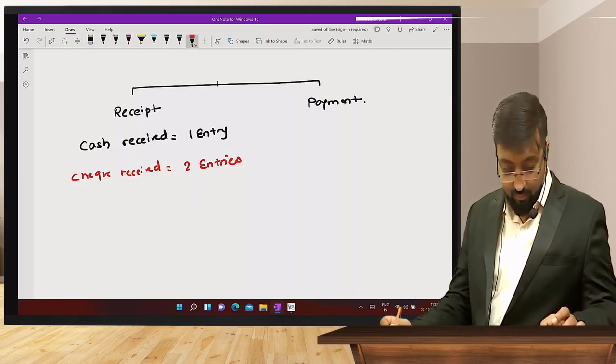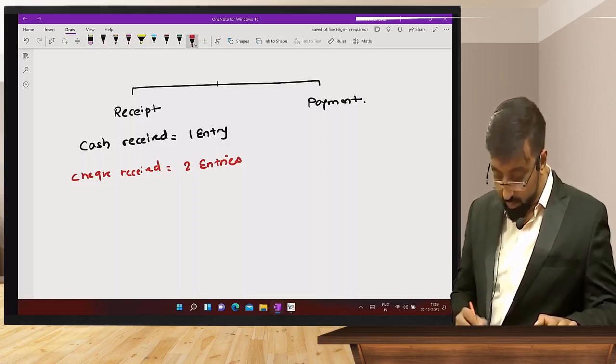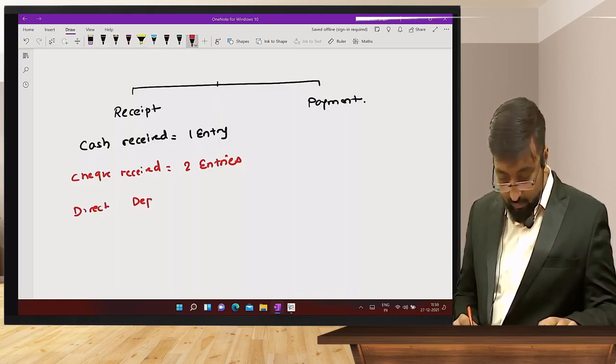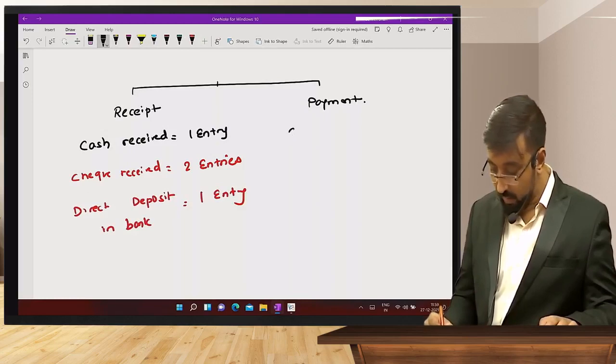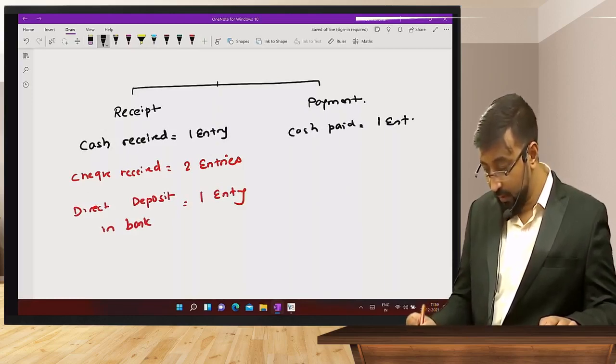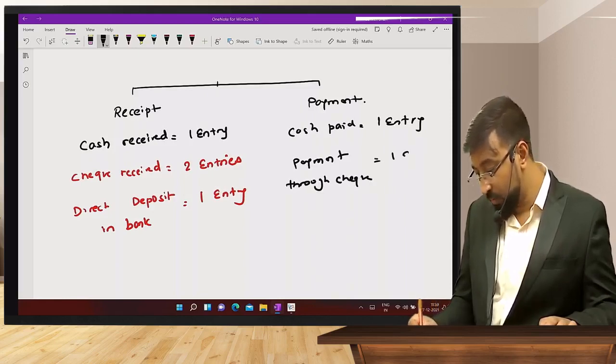Okay. Now, yes, next one, directly deposit, red pen only, direct deposit in bank, how many entries? One entry. Cash paid, one entry. Payment through check, beta, payment through check is also only one entry.